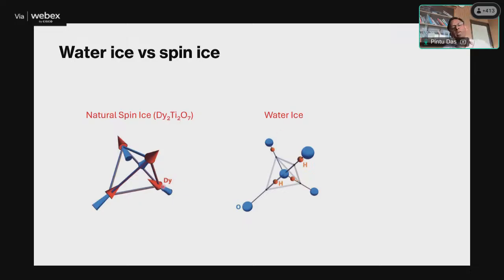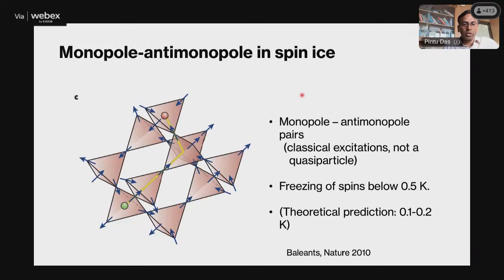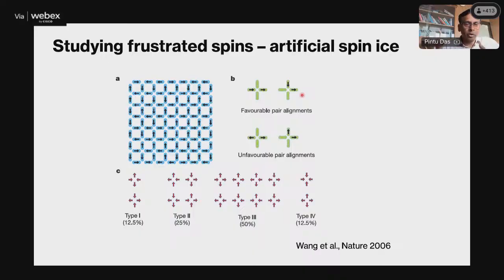But just because the orientation is two in, two out, people have termed it spin ice, right? It has nothing to do with anything frozen. This is just because water ice is two in, two out in a completely different sense. Here it is two in, two out for magnetization orientation in this pyrochlore lattice. So that is in the pyrochlore lattice.